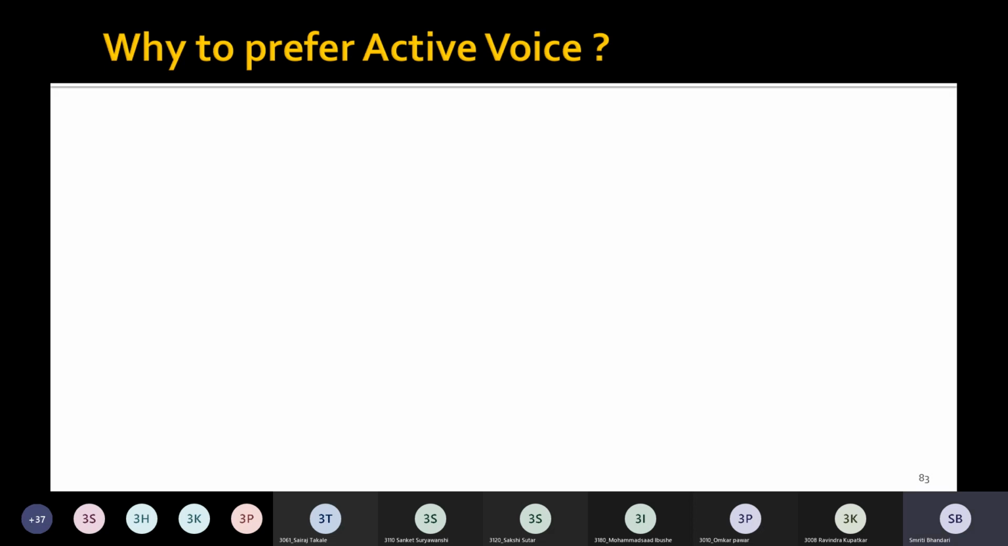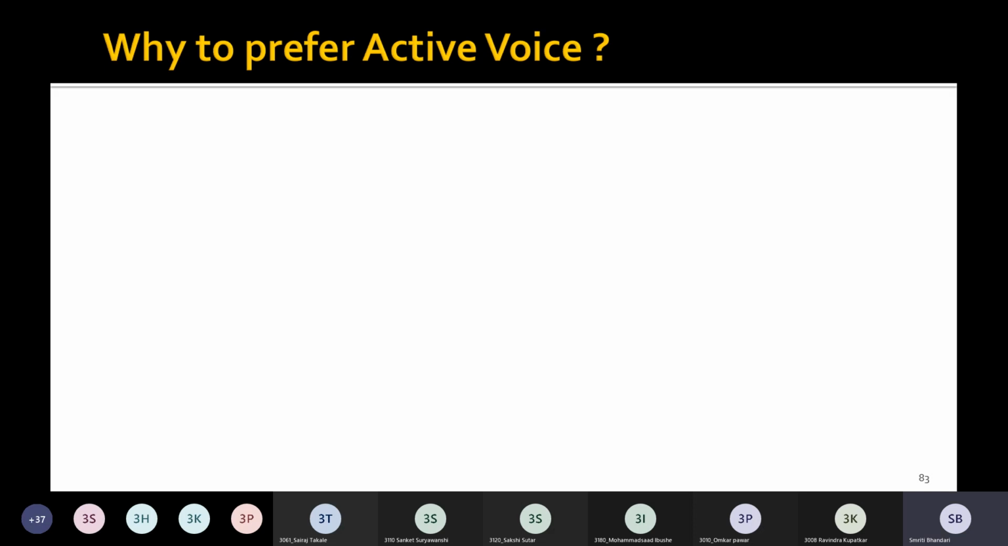Okay, so let us see now few important points that we should understand while using these voices. In fact, there are two different thought processes. Few people say that we should always go with active voice, and there is one group of people who say that we should prefer to use passive voice.